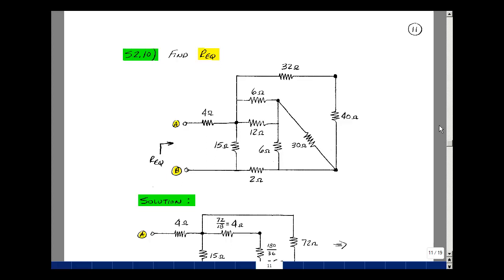This lesson deals with supplemental problem 210. You can find this problem in the course ebook in the Chapter 2 Supplemental Problems on page 11. Let's find the equivalent resistance between terminals A and B.